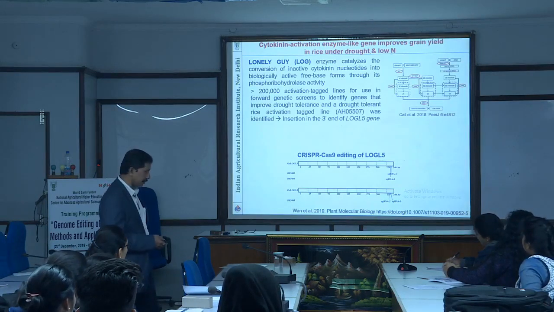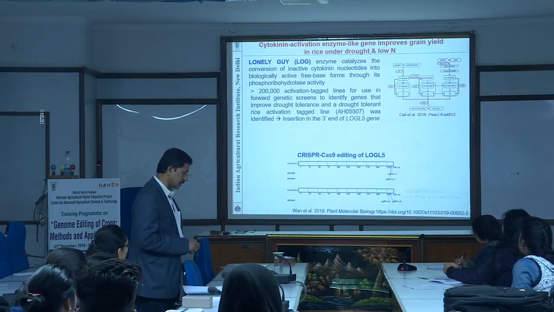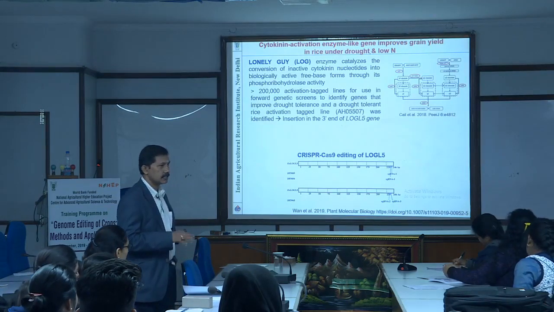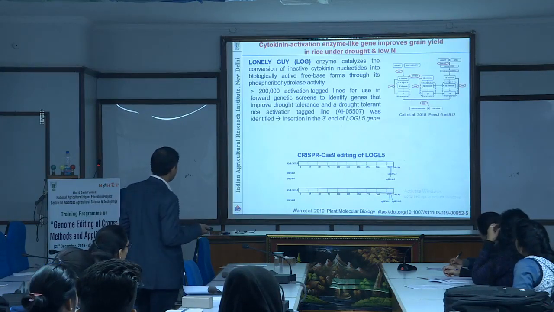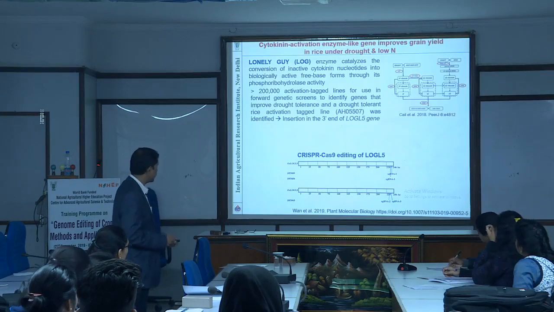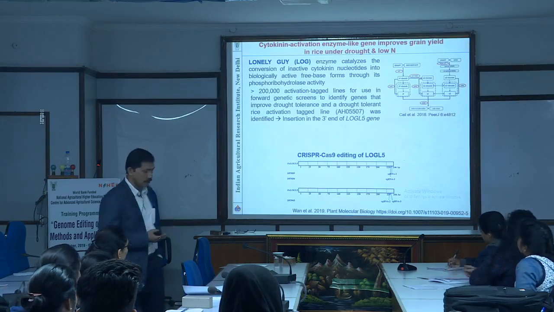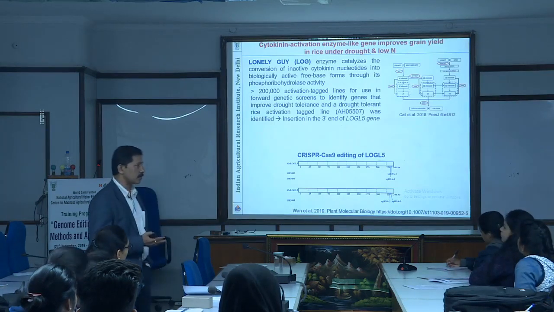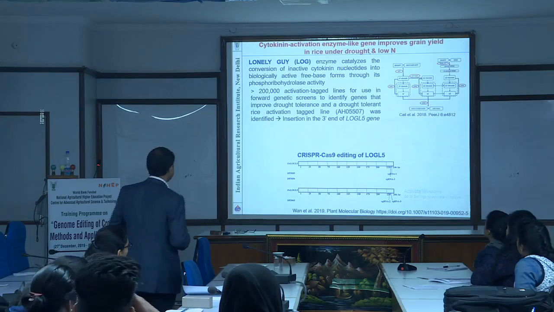So this one is another kind of example available. There are several examples available in stress tolerance. Many of these examples are like when you knock out the positive regulator, they give susceptibility. So I did not take many of those examples. Only one I have taken for that purpose. And other examples are when you do CRISPR genome editing, you find the phenotype, or you get alleles which have a totally novel function or totally different function.